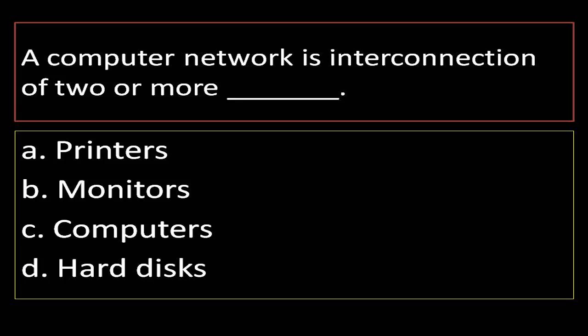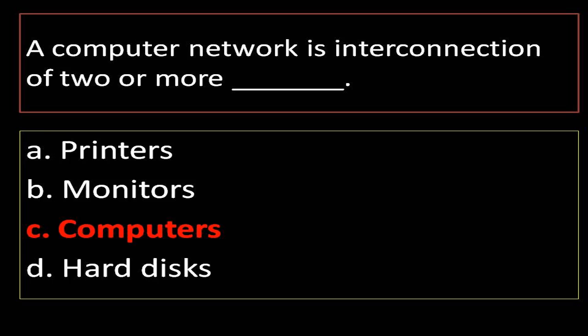MCQs related to networks and communication. A computer network is interconnection of two or more dash. Option A printers, option B monitors, option C computers, option D hard disks. And the right answer is option C computers.